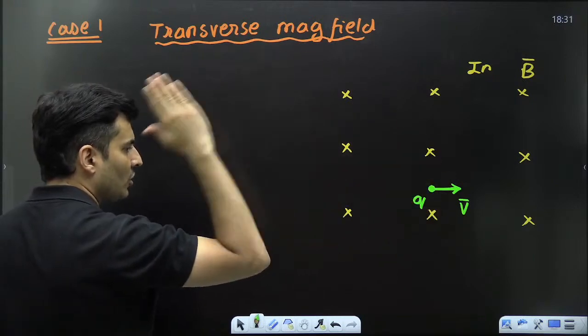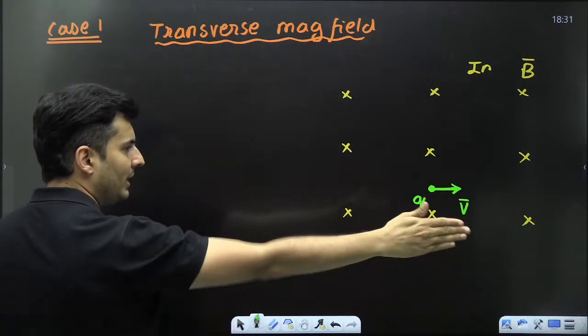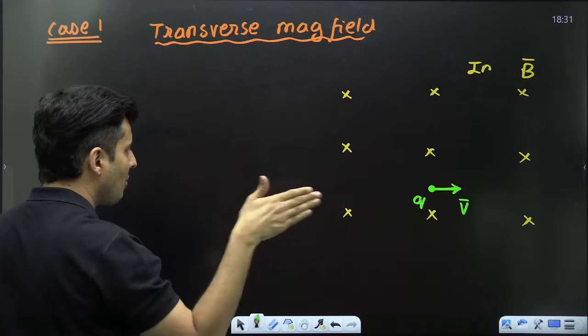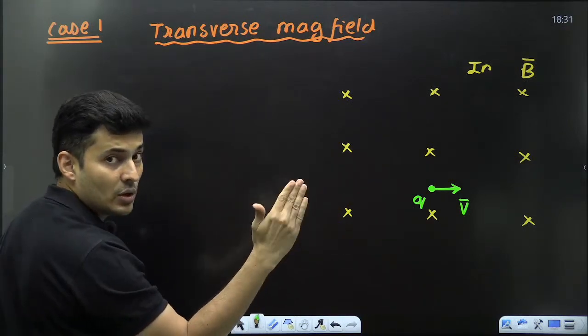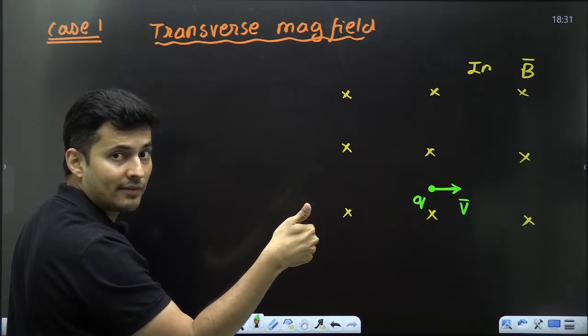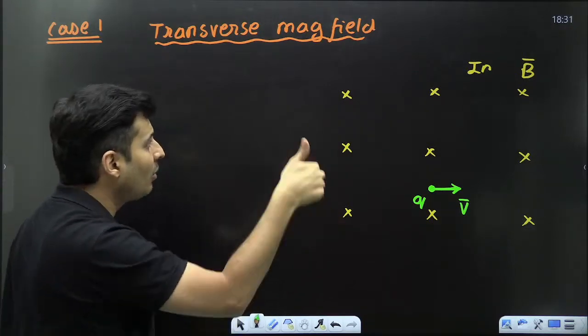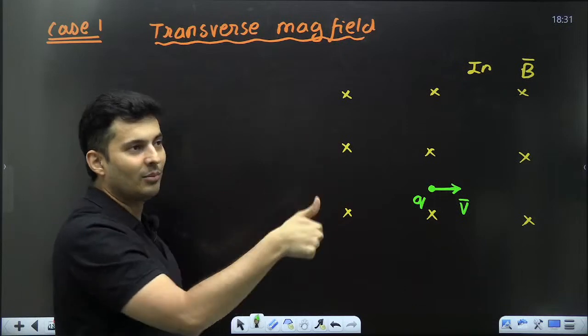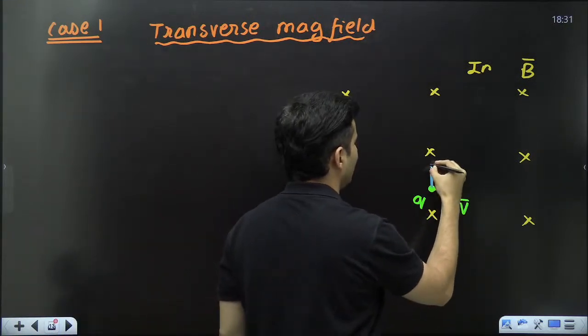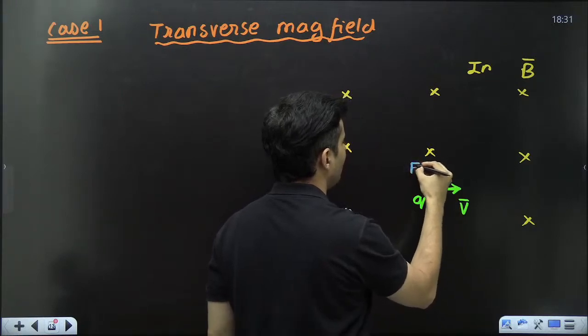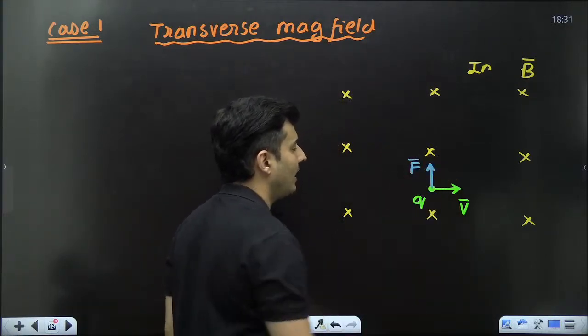So velocity first. Velocity is there. Take your right hand like this, and point it in the direction of the velocity. Magnetic field is inside, so slowly bend your fingers inside. You will see the thumb going up. So that means the magnetic force is in this particular direction.